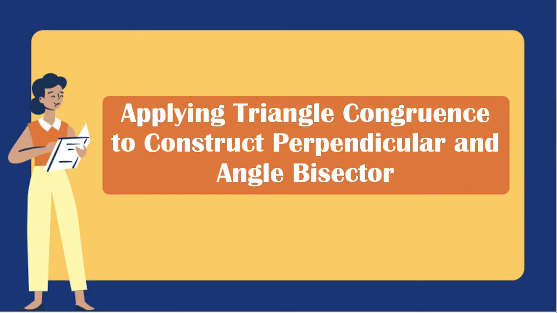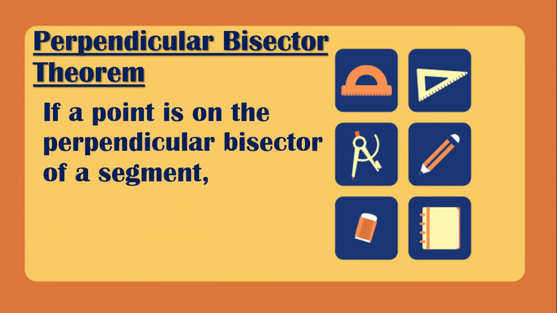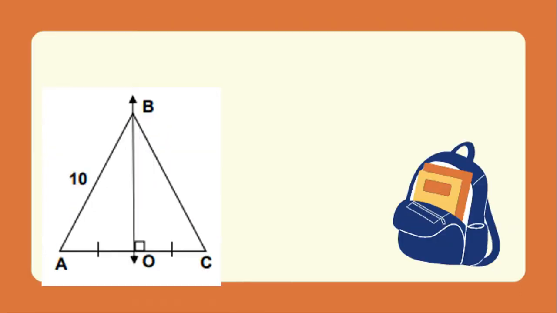In this video lesson, we will construct perpendicular and angle bisector with the use of triangle congruence. But first, let us define perpendicular bisector theorem. If a point is on the perpendicular bisector of a segment, then it is equidistant from the endpoints of the segment. When we say equidistant, meaning they have equal distance from each other.